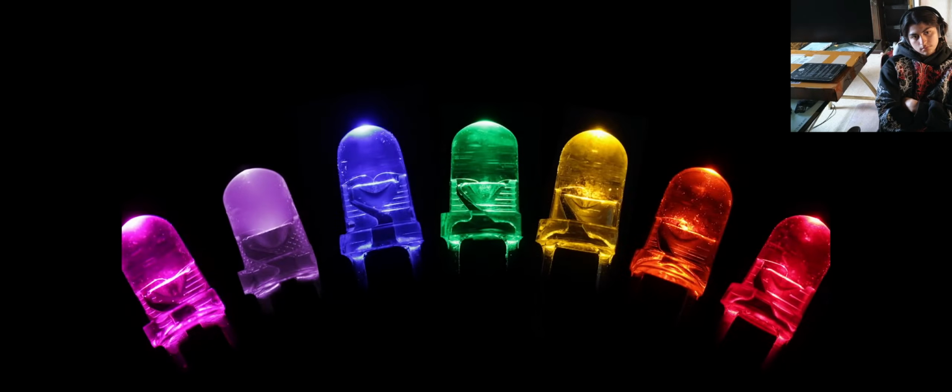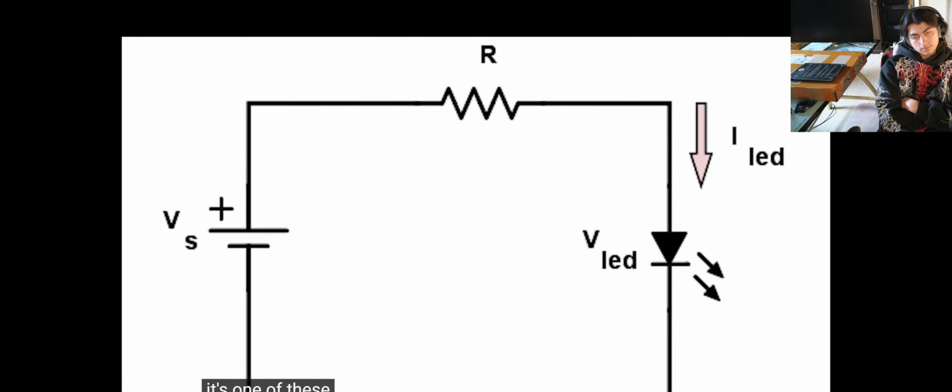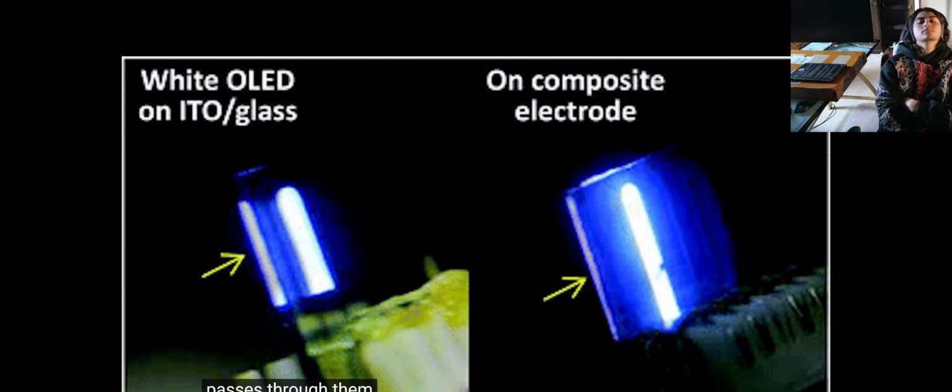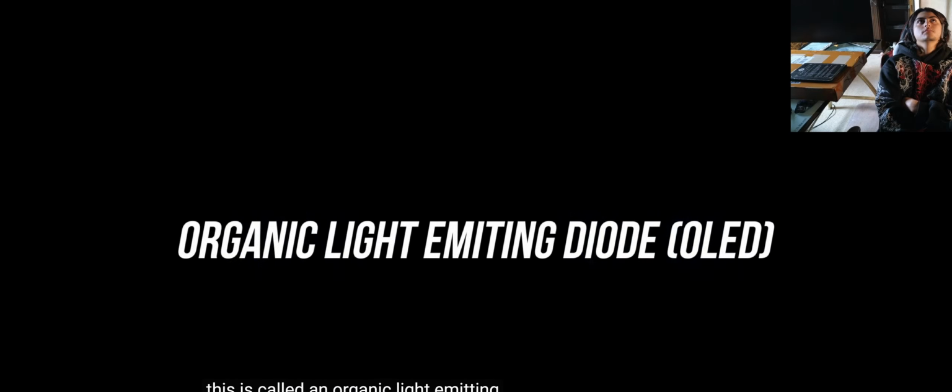Most of you would know what an LED is. It's one of these. The basic principle is, when a current passes through them, they glow. As it turns out, you can use tiny molecules based on carbon to achieve the same effect. This is called an organic light emitting diode, or OLED. When you put millions of these together to form what are known as pixels, you get a modern OLED screen.